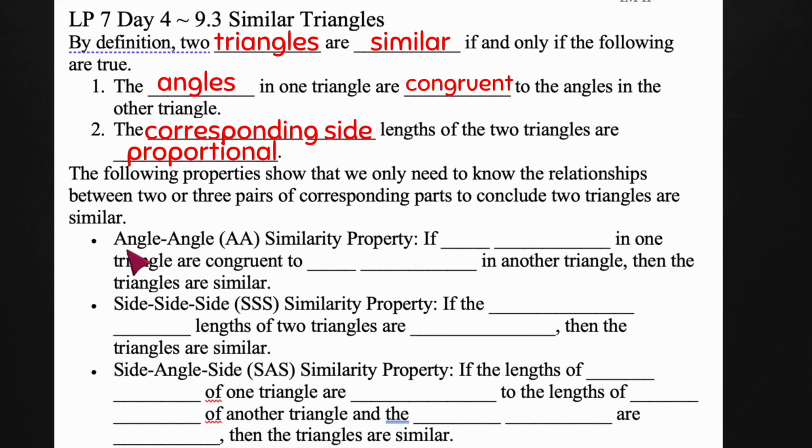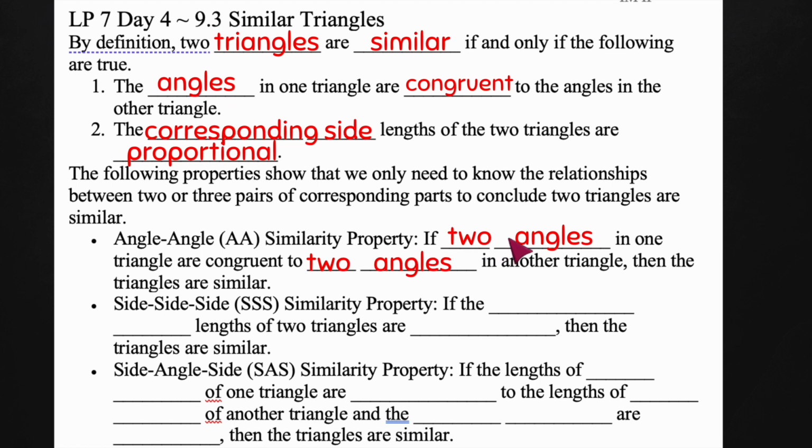So we can use these pieces instead of having to have all the angles congruent or showing that the corresponding sides are proportional. We can use one of these three properties. So we have the angle-angle similarity property. This says if two angles in one triangle are congruent to two angles in another triangle, then the triangles are similar. Now, this has to do with the triangle angle sum theorem, which says that all three angles of a triangle add up to 180.